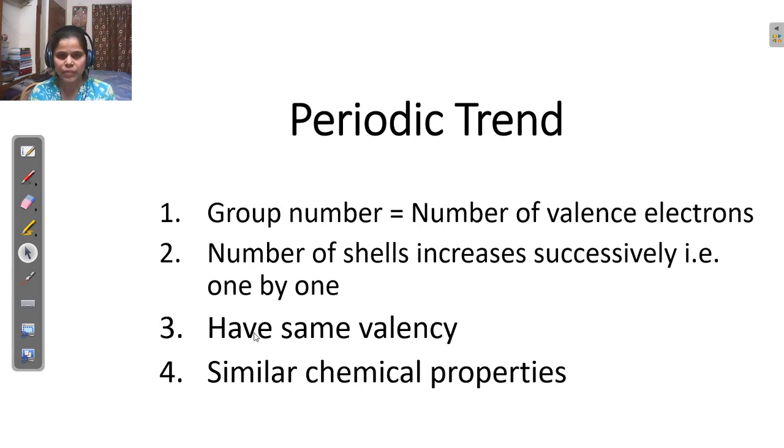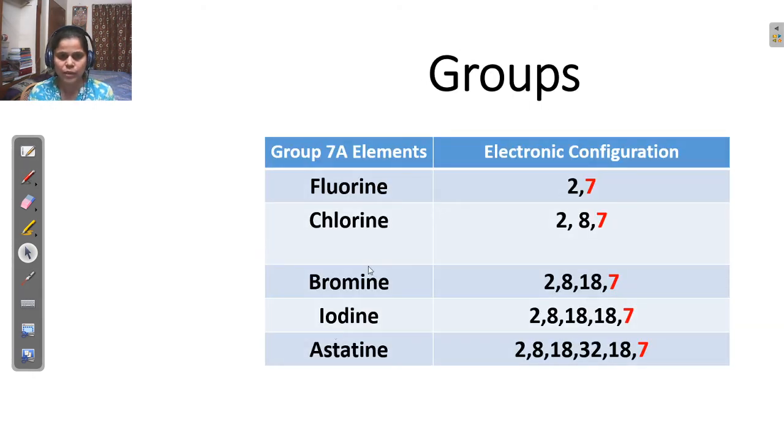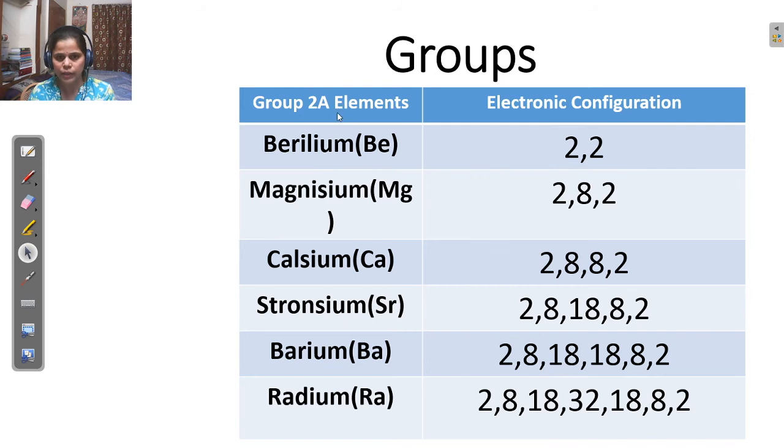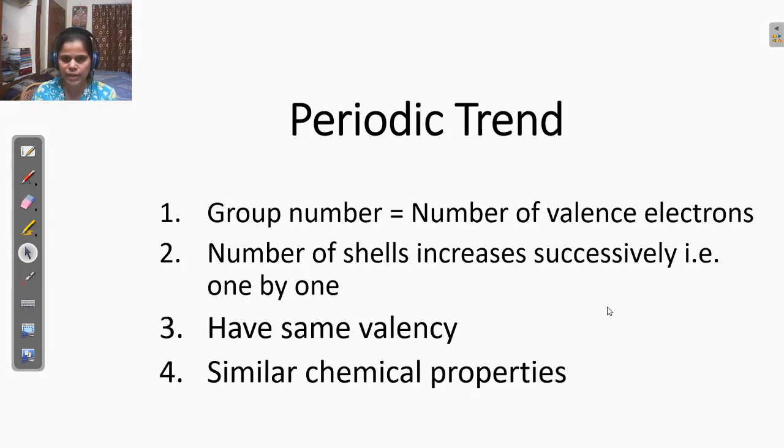Then our next trend is that elements of one group have the same valency. Here bromine's valency is -1, and iodine's valency is -1. In the second group, the valency of beryllium is 2, magnesium is 2, calcium is 2, and strontium is 2. Understand? The next trend is similar chemical property.